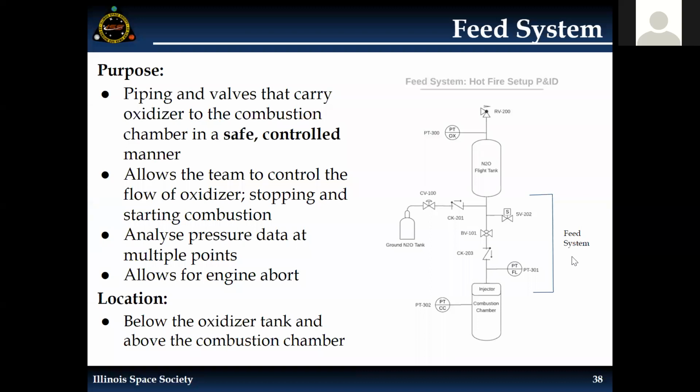So here's what our whole engine looks like. Our feed system is the bulk of the piping and the valves, and it's what connects the oxidizer tank to the combustion chamber. The fuel and the oxidizer are separated, and the feed system is what links both of them together. Its main purpose is to transport the oxidizer in a safe and controlled manner into the combustion chamber.